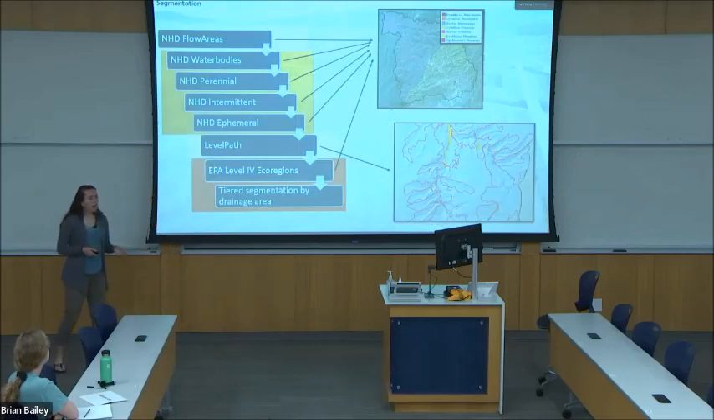So right now we have a tiered process, and essentially first we are breaking out the places that the NHD says this is a large enough river that it does have a channel area. So those are flow areas, and that's our first step.